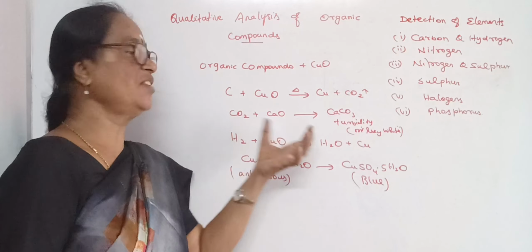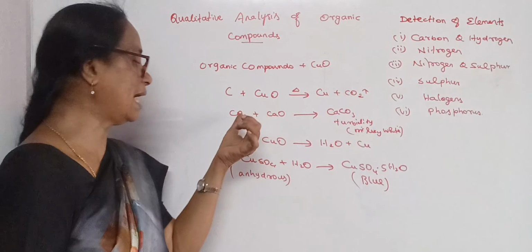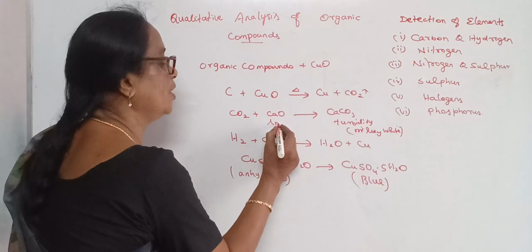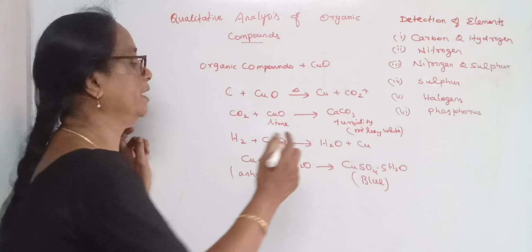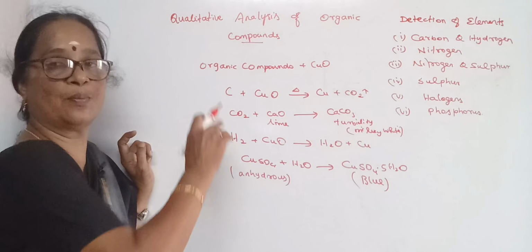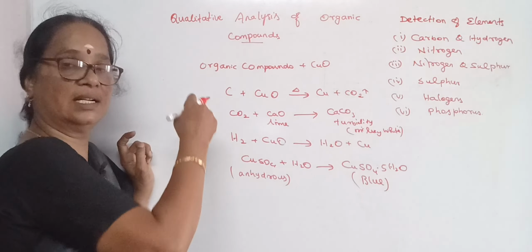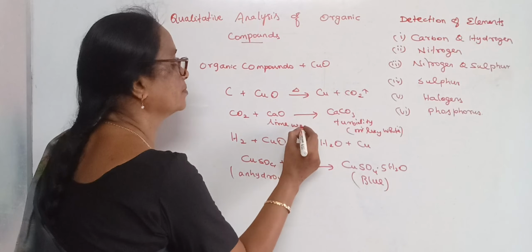To identify the formation of carbon dioxide, the liberated gas is passed through lime water, where we find the formation of milky white turbidity. That confirms that carbon dioxide is produced by heating, and this carbon dioxide formation in turn confirms the organic compound contains carbon.